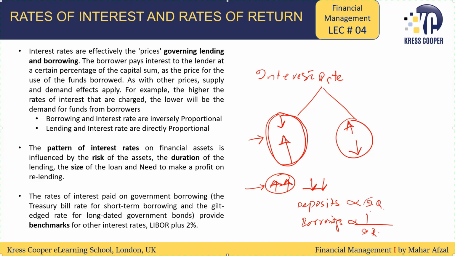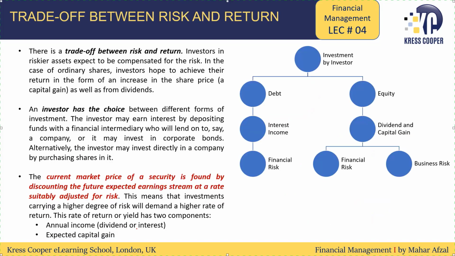This interest rate itself depends upon the size of the assets, the duration of the loan as well as the size of the loan. The rate of interest paid on government borrowings is called the benchmark for other interest rates. So there is a trade-off between risk and return. We all know that the higher the risk, the higher the return, and the lower the risk, the lower the return. So we can say risk and return are directly proportional.